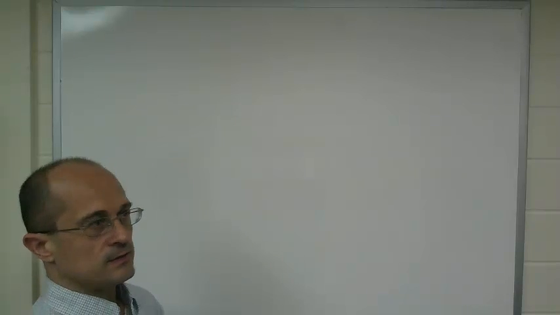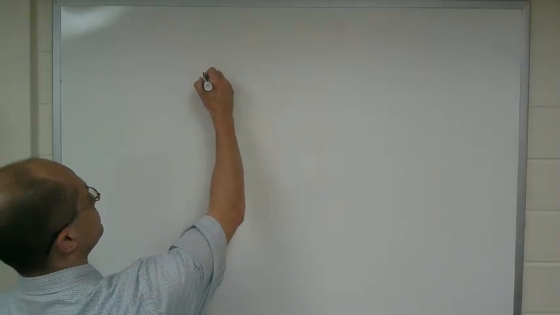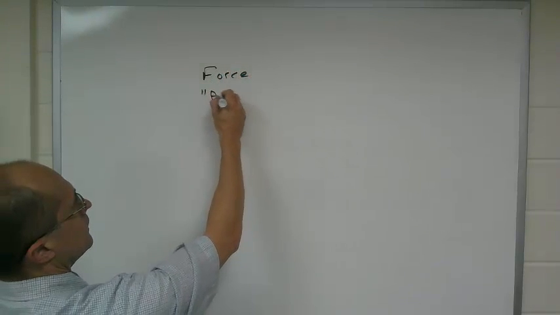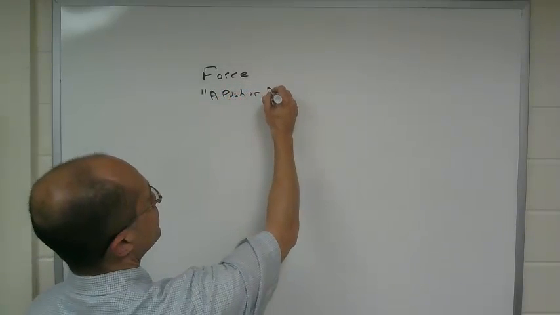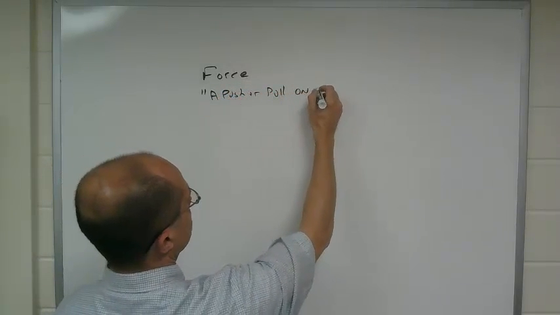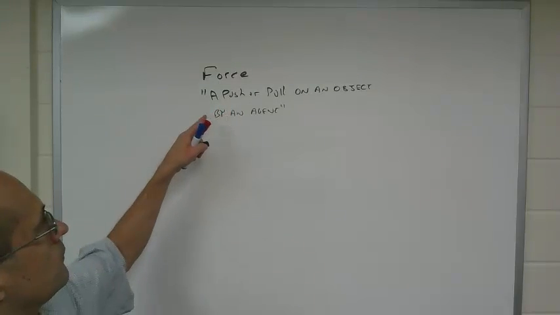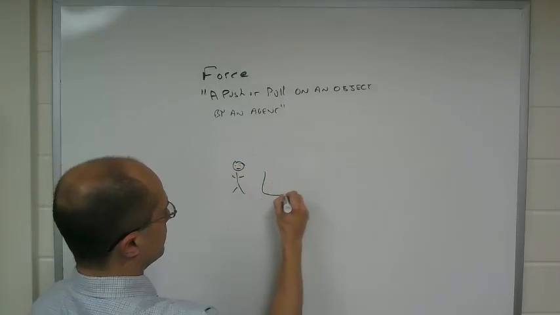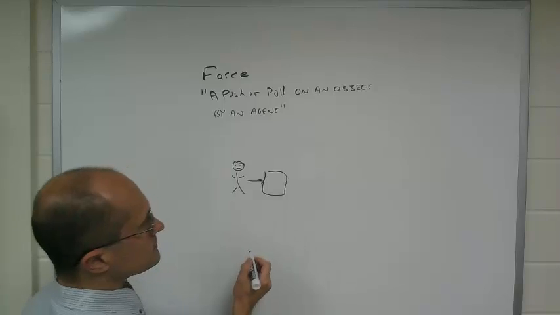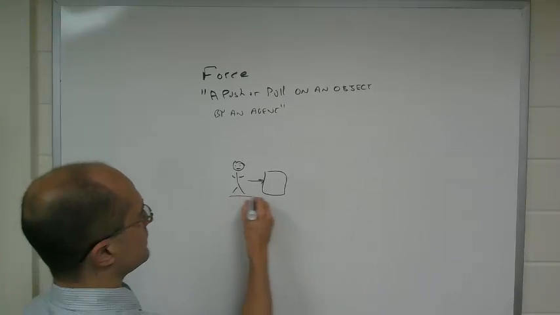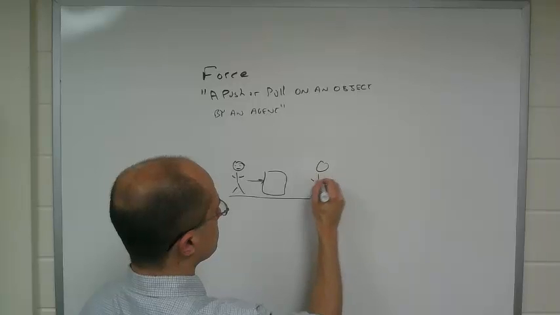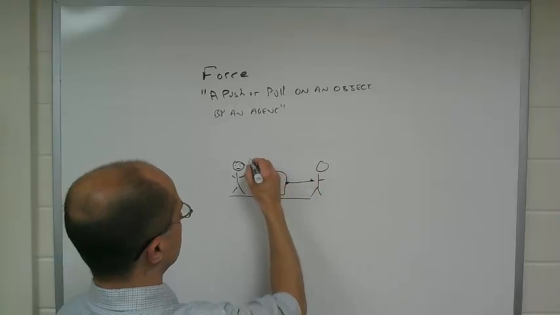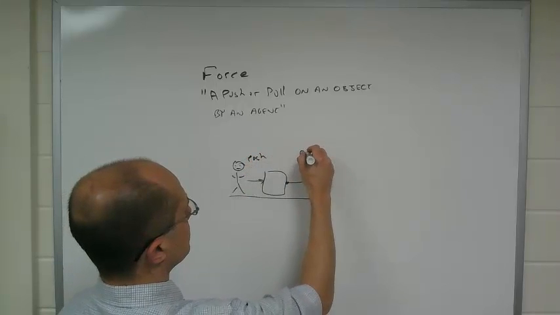What we need to do now is define a force, or forces. Forces are a push or pull on an object by an agent. So a force is some type of, if you're thinking of a person, and there's a block, they can put their hands on the object and push the object, or they could attach some kind of rope and they can pull on the object. So this side is a push and this side is a pull.